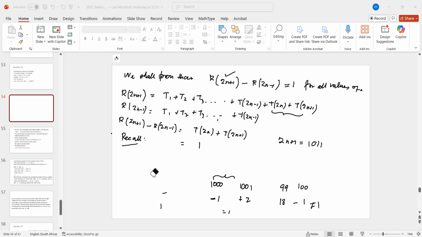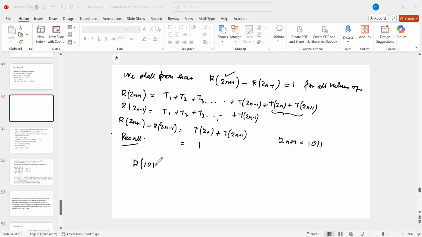That the difference between the R's of two consecutive odd numbers. These are consecutive odd numbers, so it's always 1. So we've shown that the odd terms form an arithmetic sequence. In particular, the question that they asked us was T of R of 1011.